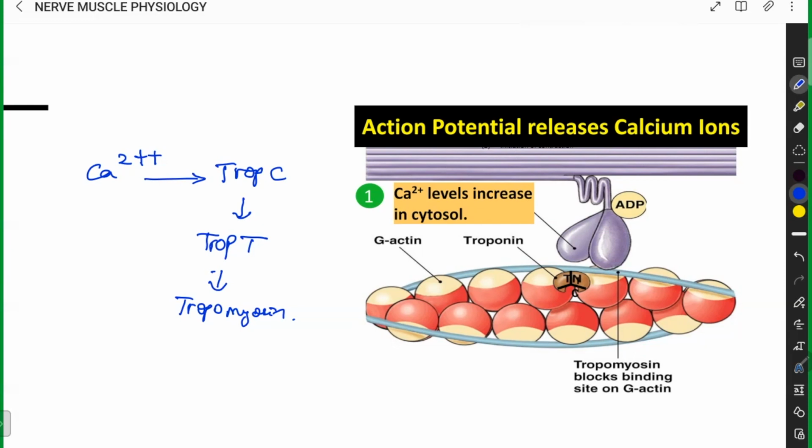Now, how is this calcium released? That you need to understand. The sarcoplasmic reticulum has a lot of calcium. Whenever there is plus 40 millivolt, it opens the voltage gated calcium channels of the dihydropyridine receptor. This in turn opens your ryanodine receptor.